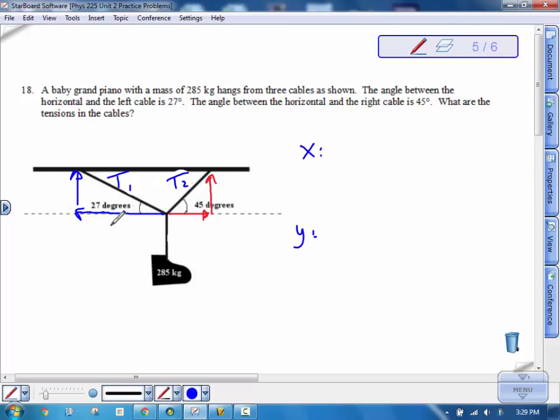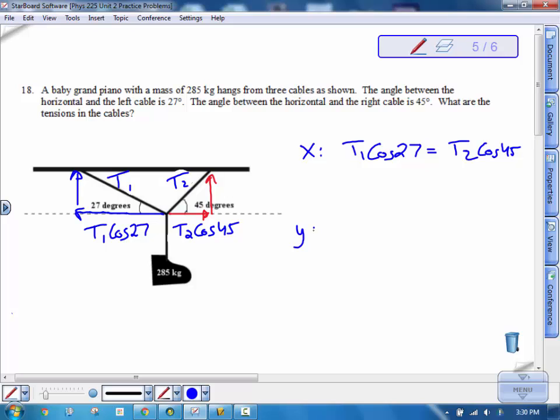So I'll do cosine. I'll call this x for right now just to show you that this is cosine of 27 equals adjacent over hypotenuse. Multiply both sides by t sub 1, and you get this right here. So I'll call that t sub 1 cosine of 27. The same thing happens over here. This would be t sub 2 cosine of 45. So one of my equations then is t sub 1 cosine of 27 has to be equal to t sub 2 cosine of 45 because these have to be equal and opposite if this is in equilibrium.